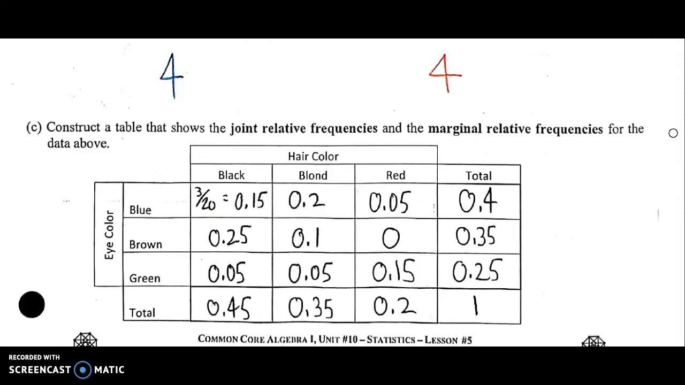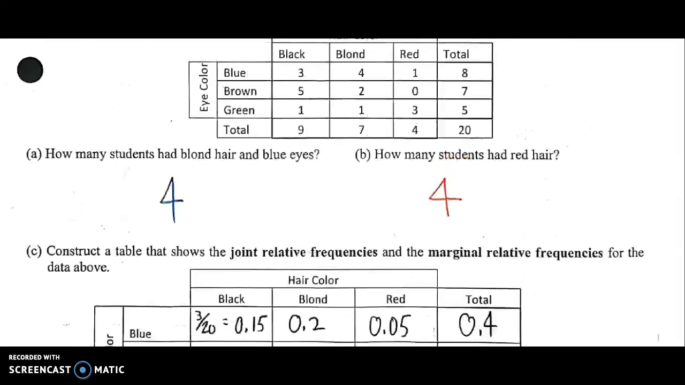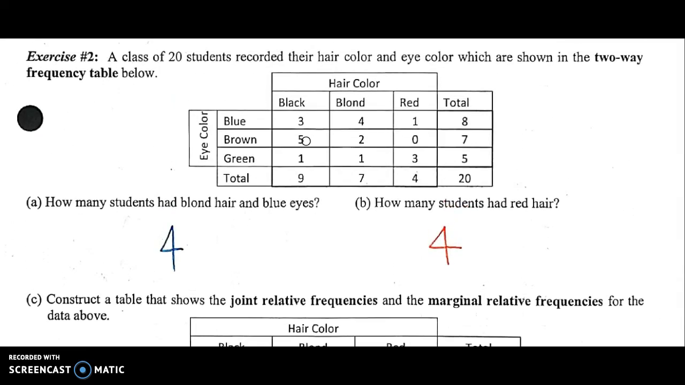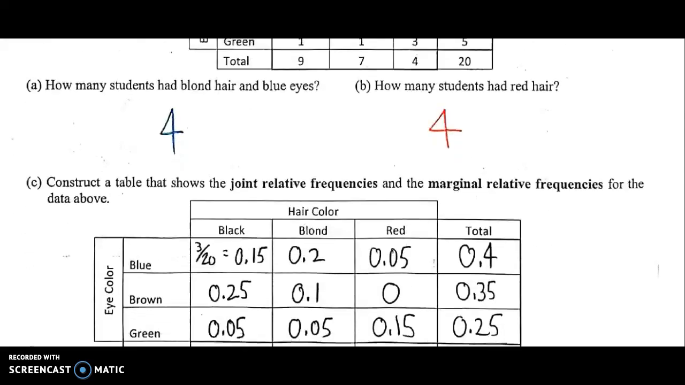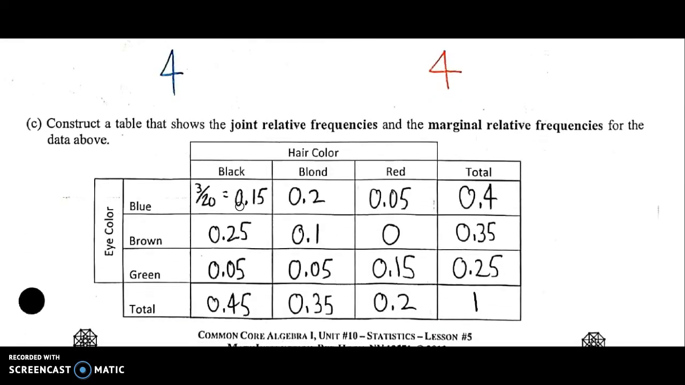If I do the same thing with all of my other groups, so for example, if I move down to the next box, 0.25, I got a 5 out of that 20 students. Again, 5 out of 20 is going to give us 0.25. So all we're doing is taking that number from the previous table and dividing it by 20, and that way we can find a percentage, or in this case, express it as a decimal.